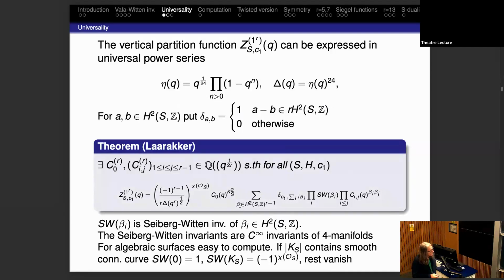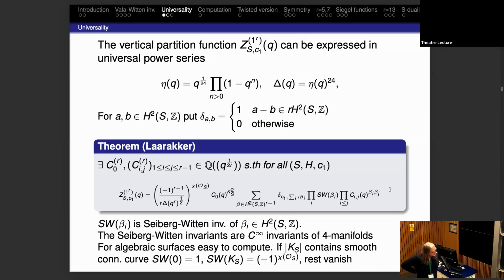Then we sum over all tuples beta of R-1 classes in the second cohomology. We only count it if C1 is equal to the sum of i times beta_i. Then we have the product of the Vafa-Witten invariants of these classes, and we take the product of these C_ij to the power beta_i times beta_j. So these Vafa-Witten invariants are certain C-infinity invariants of four-manifolds, which are quite well known.